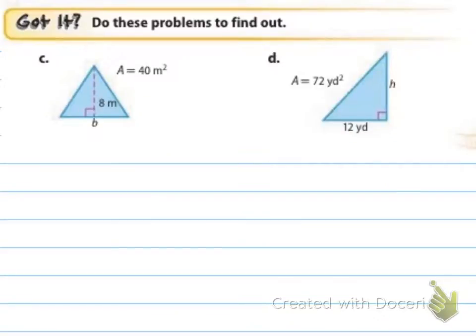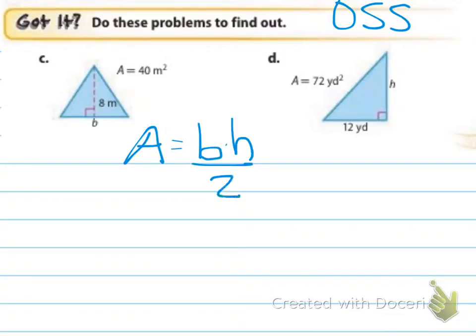All right, so in C and D, you're going to do this. Again, don't forget your OSS. If you want to use area equals base times height divided by 2, you can. Or if you want to use area equals 1/2 times base times height, use that. It's going to be completely up to you. You really should become comfortable with both of them, so maybe use one of each. All right, you can pause the video now, and when you come back, I'll have the answers.